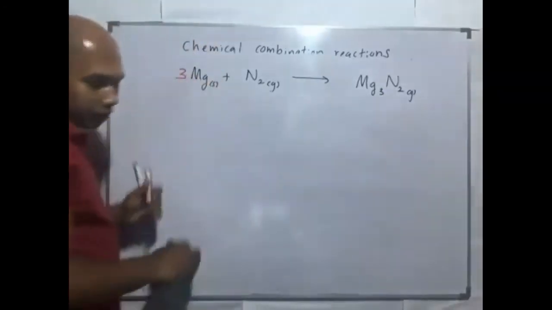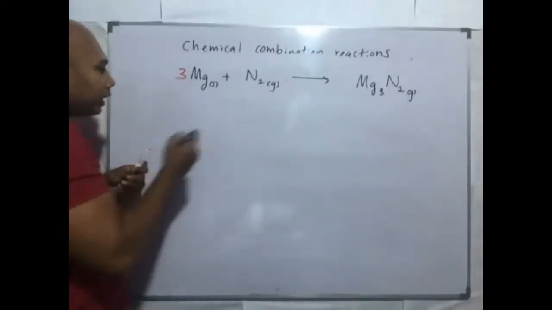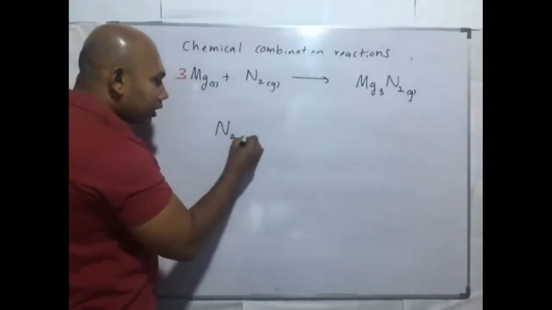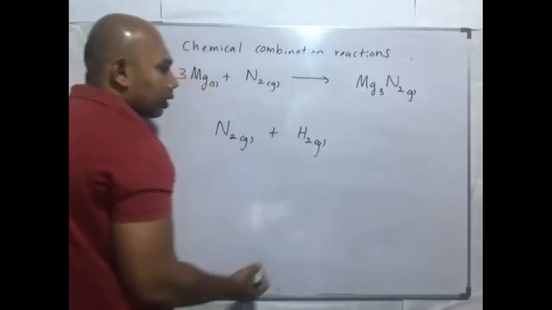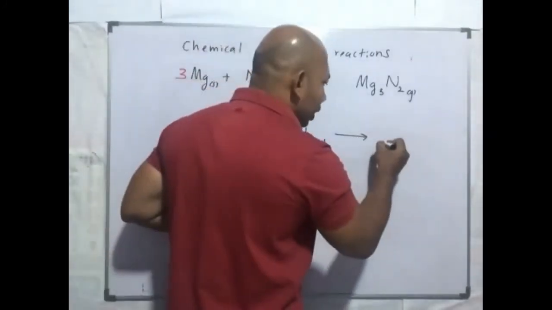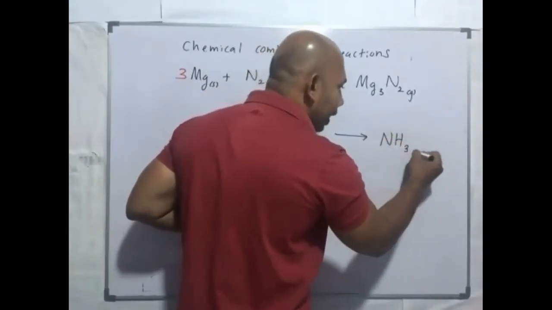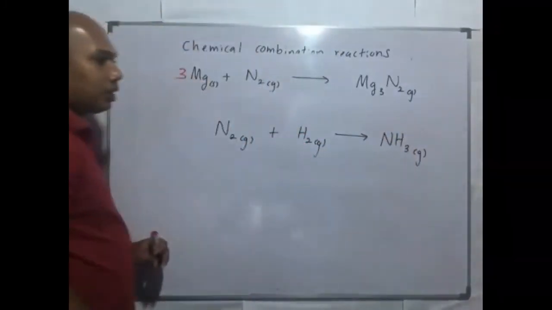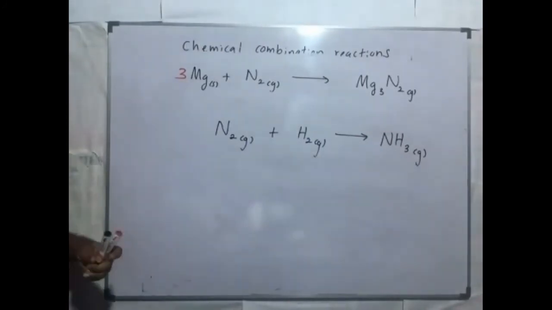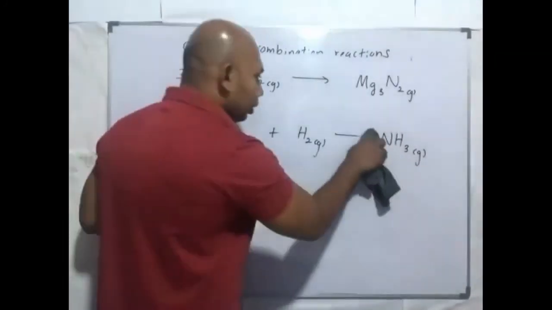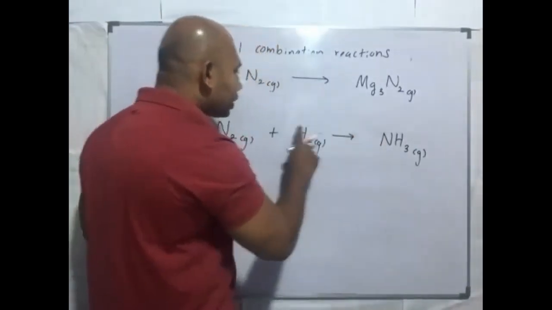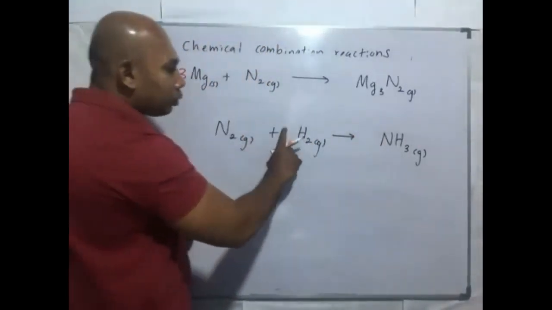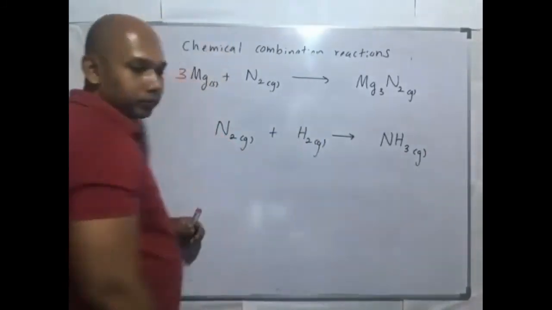In a special condition, nitrogen gas reacts with hydrogen gas to make ammonia gas, NH3. Try to balance this reaction. When you write the formula, keep space here to balance the chemical reaction.